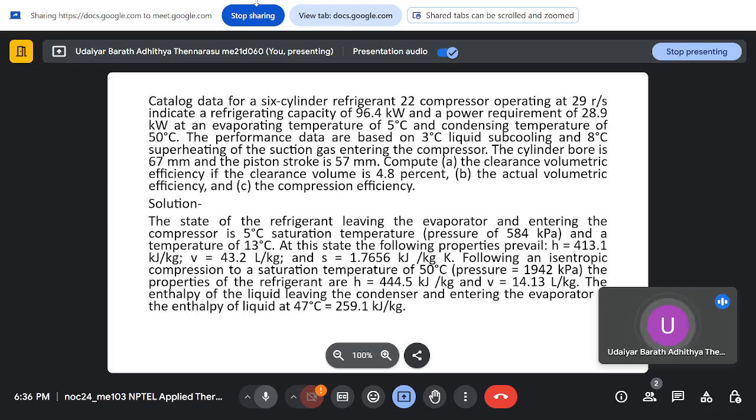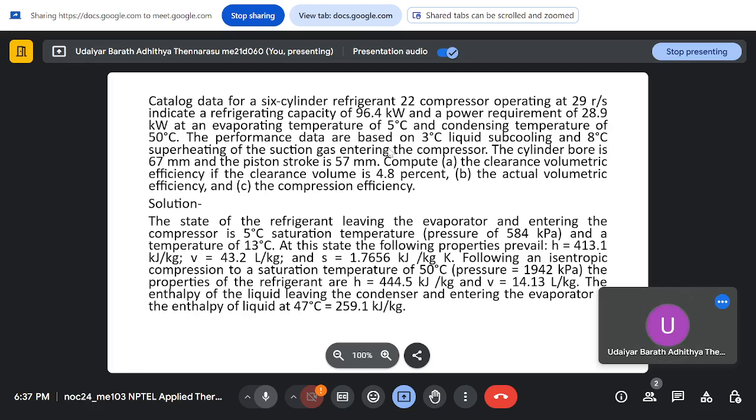So what's happening, we'll see, is similar. We have a 6-cylinder compressor and it is rotating at 29 rotations per second, and the refrigerant capacity and total power requirement are given, and it is operating between 5 degrees Celsius and 50 degrees Celsius, and you have 3 degrees subcooling and 8 degrees superheating, and the bore and the stroke lengths are also given. So we'll see how to solve this.